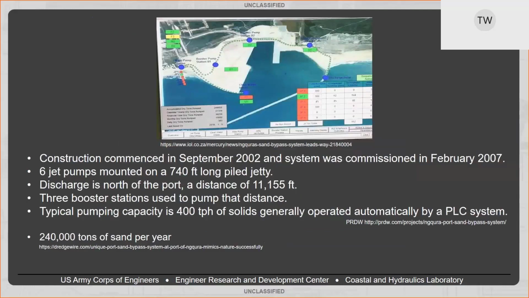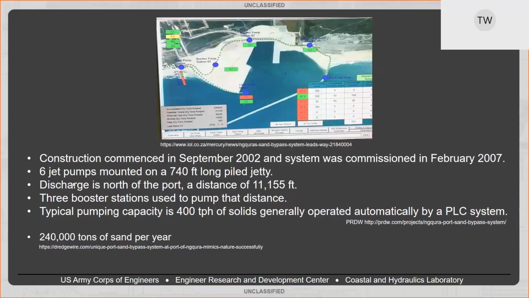The similar dots that Zach used for Nerang. You can see the jet pumps. They're pulling the clean water, motive water supply from the port and powering the pumps and then discharging it around the port, and where they're placing it on the north side of the port. Construction started in 2002 and it was commissioned in 2007.